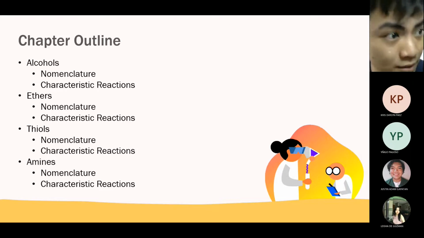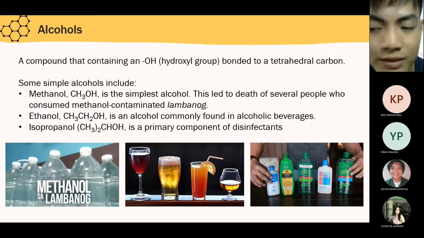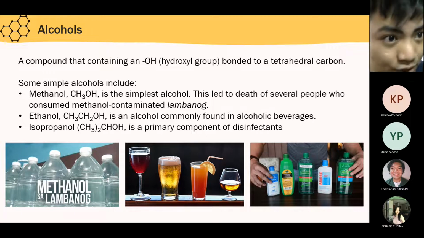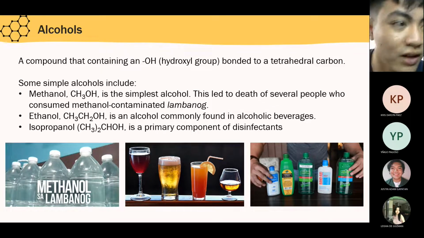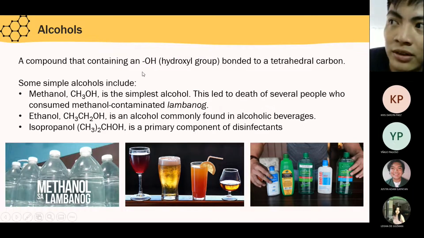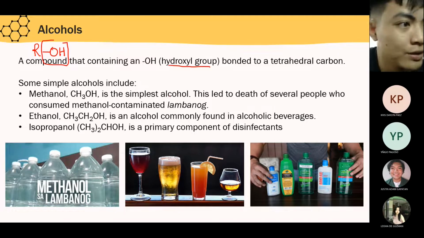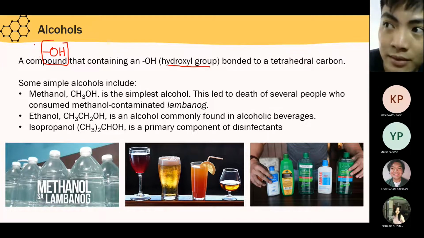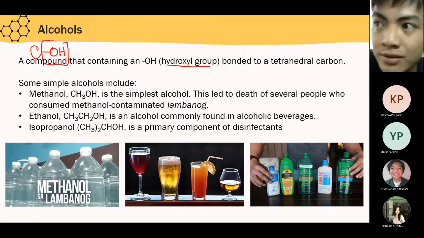So with that being said, let's begin with alcohols. So alam nyo, in your chapter 6 lecture, that alcohols are organic compounds with a functional group containing OH, or the hydroxyl group. So, ang shortcut dito is the ROH. Yung OH na yan, that is the hydroxyl group. And that hydroxyl group is attached to a tetrahedral carbon. Basta nakakabit yung OH sa tetrahedral carbon, then that's called an alcohol.